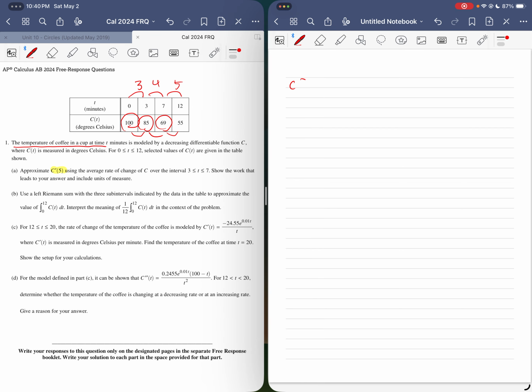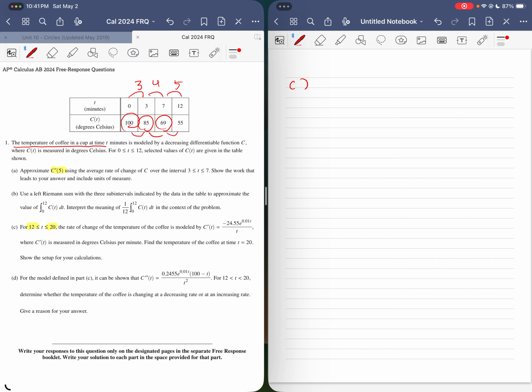Let's go to C. For 12 to 20, the rate of change of the temperature of coffee is modeled by this, so that's the derivative. Now finally they gave us the function, where C prime of t is measured in degrees Celsius per minute. Find the temperature of the coffee at t equals 20. You want to know the temperature of the coffee at a specific moment, which is 20. Because you want the temperature, you have to take the antiderivative of this. And they already gave us the interval.